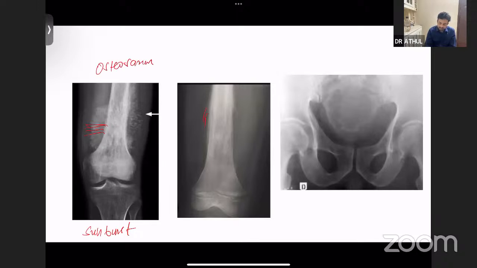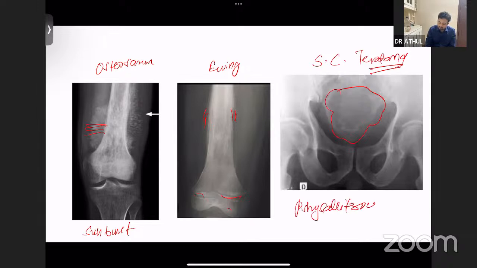Classical onion peel reaction is seen in a baby. So this is Ewing sarcoma. And here is a large sacrococcygeal lesion, so this is sacrococcygeal teratoma. And histologically, you will be seeing physaliphorous cells in sacrococcygeal teratoma. All these are important points I'm rushing through because of the lack of time.